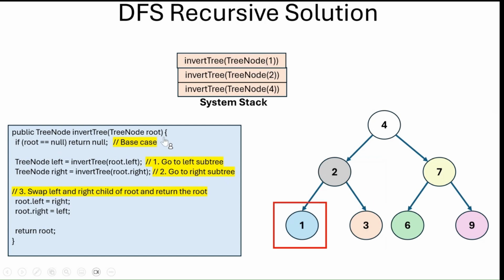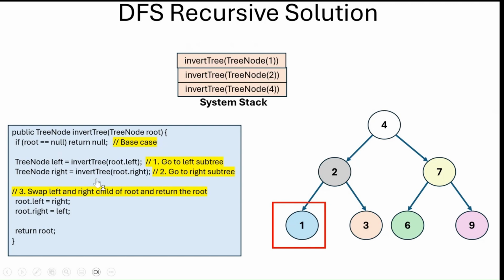So this invert tree function is now executing in the context of this subtree where 1 is the root. Now we'll again go to the left of it. Root dot left, which is 1 dot left, is null, so it will just return null. It will return to the previous function execution, invert tree with tree node 1 as the root, and it will store that null into this left variable.